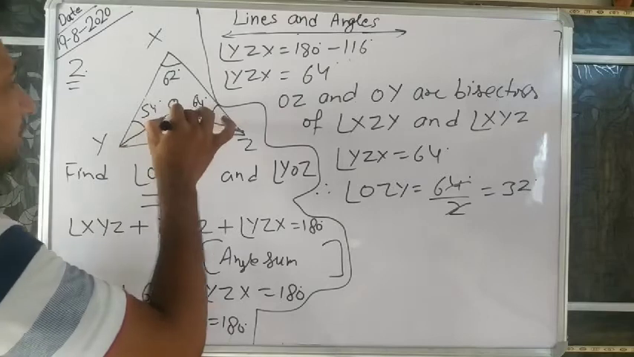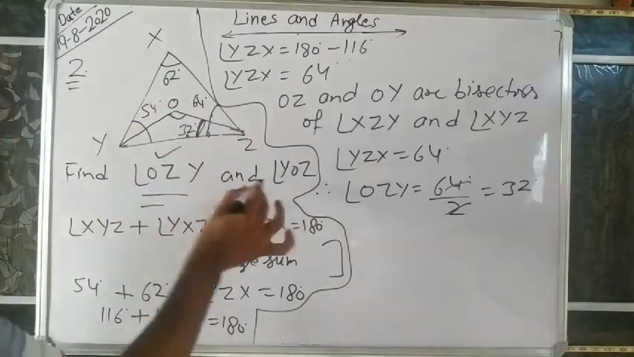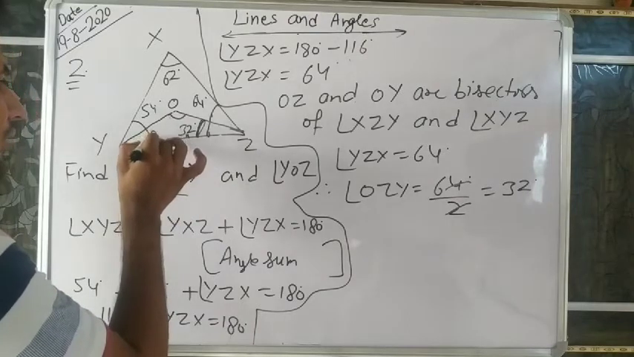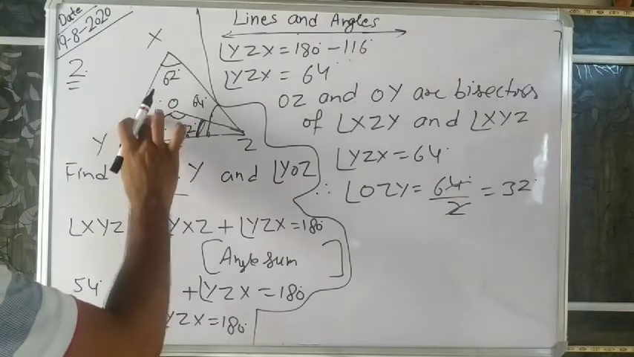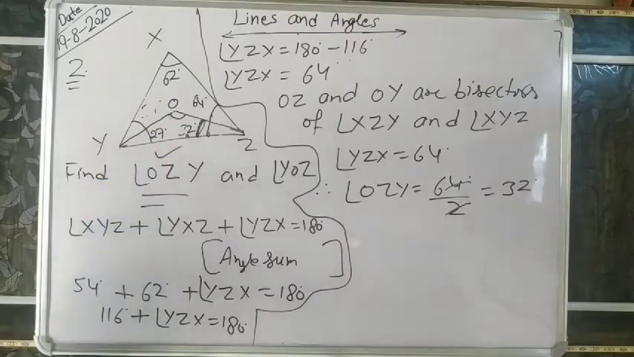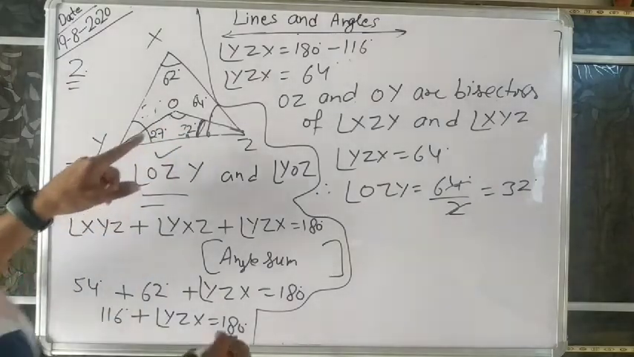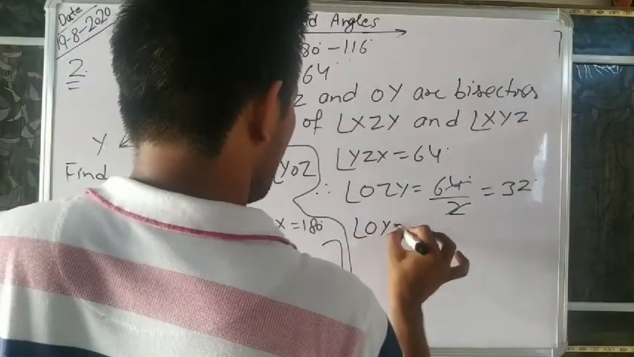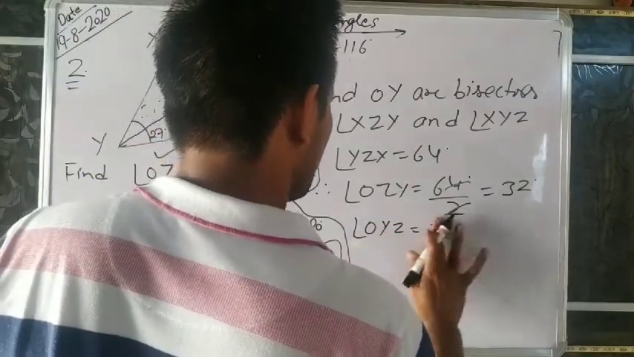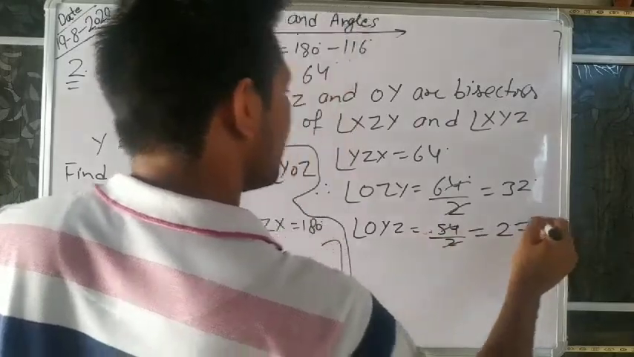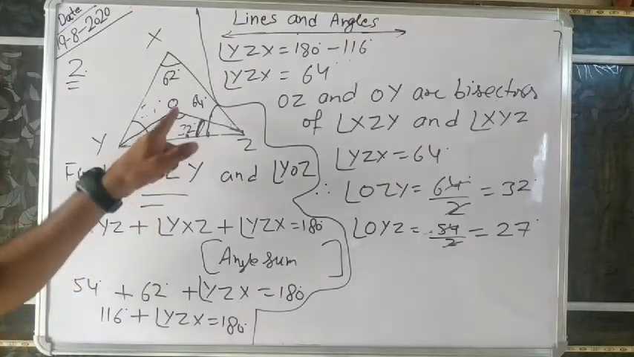But we want to find this one also. This one you already know. YOZ: we know this angle, and this one we also know is 27, because it is half of this one. And then we can find the third one easily because the sum of all angles is 180. So you can write OYZ is 54 divided by 2. How much? It is 27.